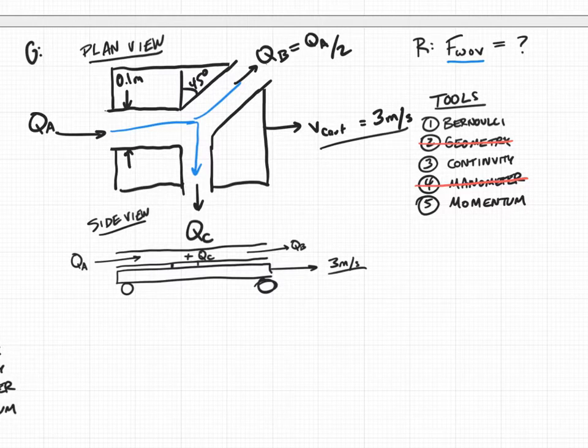I forgot to give you guys one thing. VA equals 20 meters per second. Okay, so anyway, what are we going to deal with here first?